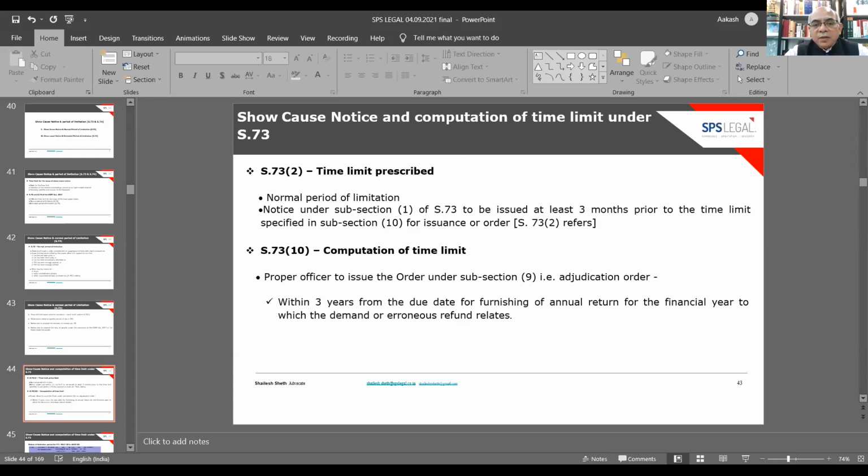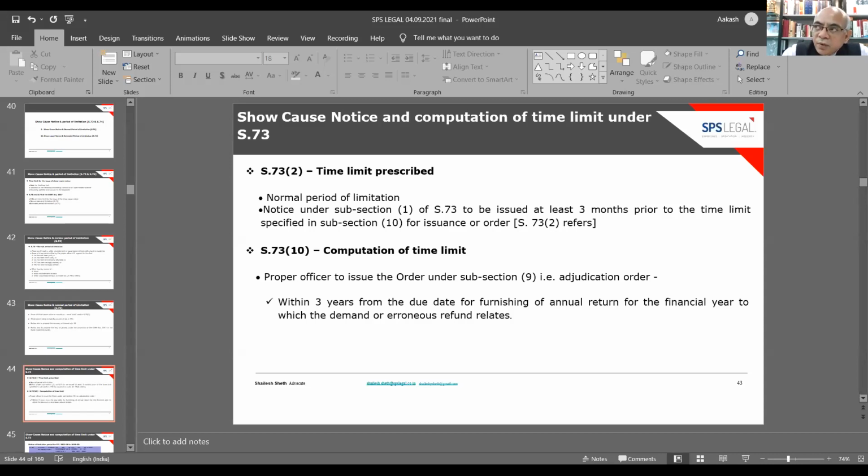The time limit which is prescribed in case of 73(2) is that the notice under subsection 1 shall be issued at least 3 months prior to the time specified in subsection 10 for issuance of order. In other words, the time limit under 73(2) is linked to the time limit prescribed for the passing of the adjudication order by the authority. And what is that time limit? 73(10) says the proper officer shall issue the order under subsection 9, that is after considering the representations made by the party, within 3 years from the due date for furnishing of annual return for the financial year to which the demand or erroneous refund relates.